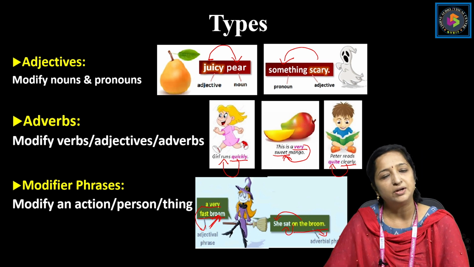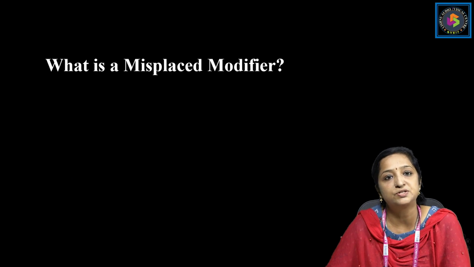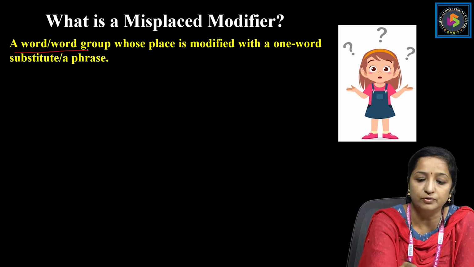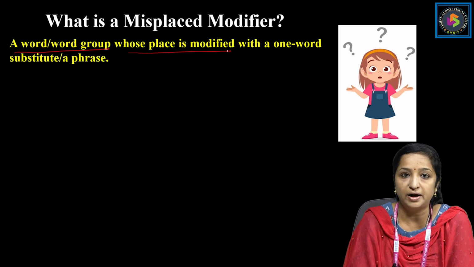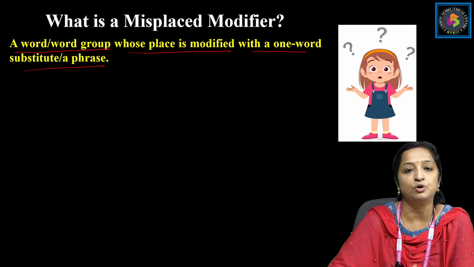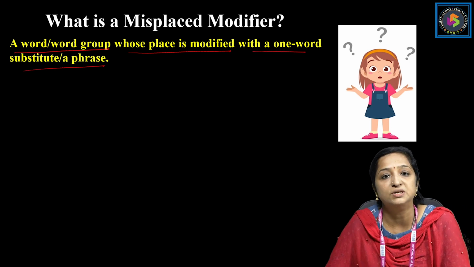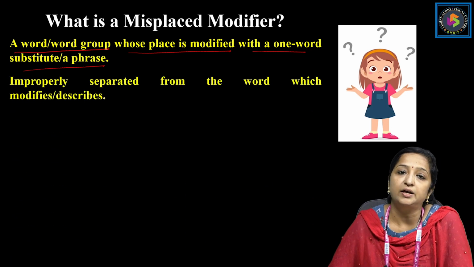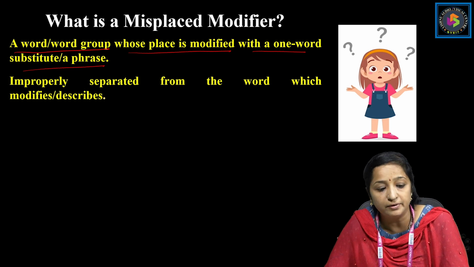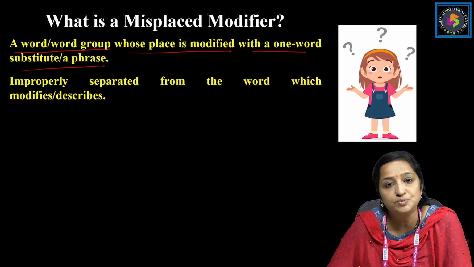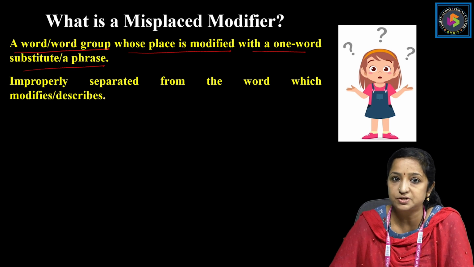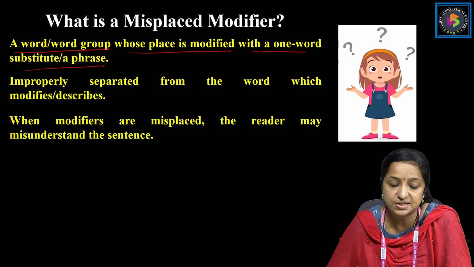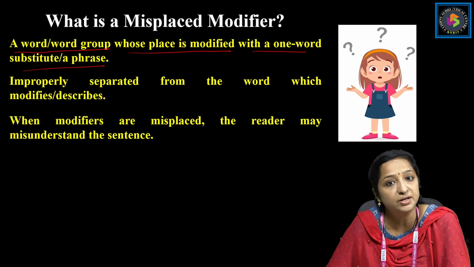So now we have got a clear idea of what a modifier is and what the different types of modifiers are. Now let us know what misplaced modifiers are. A misplaced modifier is a word or word group whose place is wrong with respect to the word it modifies. If the words are improperly separated from the word which they modify or describe, it is said to be a misplaced modifier. When modifiers are misplaced, the reader may misunderstand the sentence and the meaning will change.